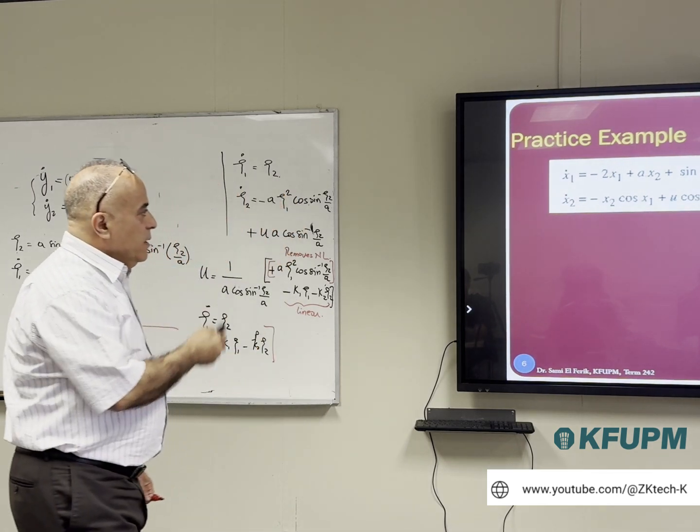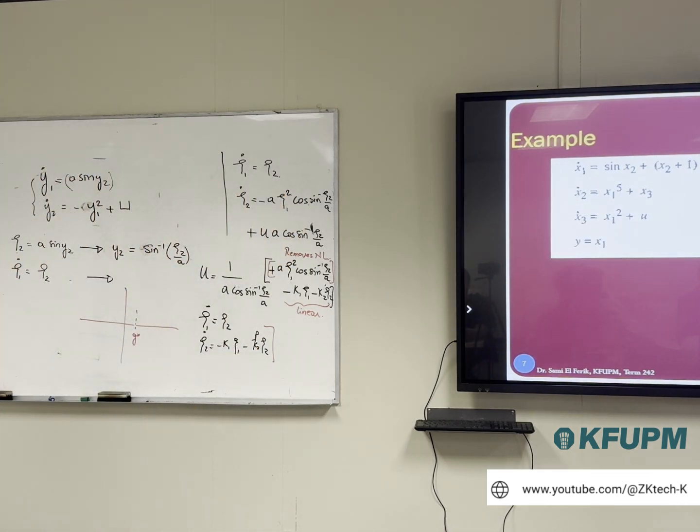So this one is the same as the previous one. You can do the same modification, but this one, if I look at this system, I have sine of x2 plus x2 plus 1 multiplied by x3. x2 prime is equal to x1 to the power 5 plus x3. And x1 squared plus u is equal to x3 prime. The control appears completely at the third stage, and the two first ones are nonlinear, but there is no control.